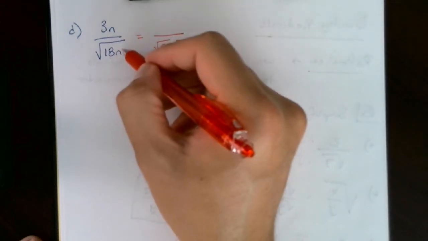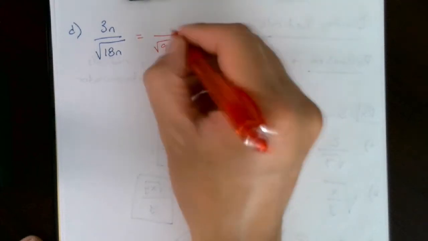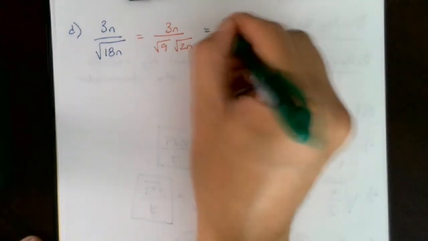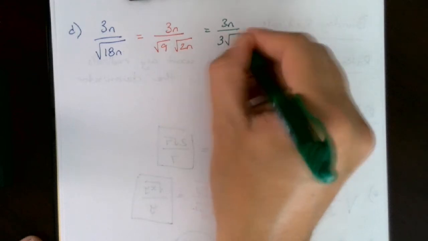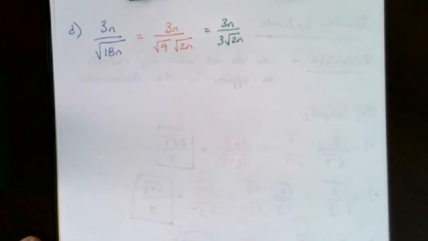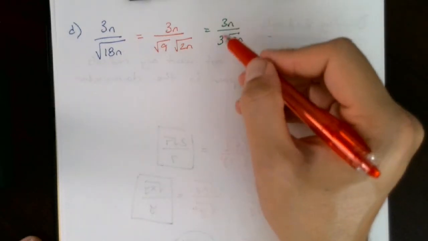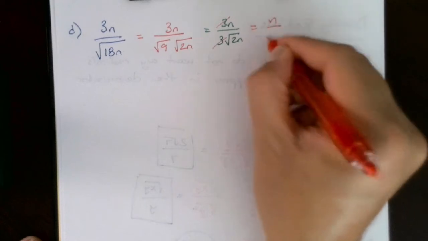Remember, the power has to be a power of 2 in order to make it perfect. We can't get 1 out of this. The 3n in the numerator stays 3n. And so we'll simplify here, and we end up with 3n over the square root of 9, which is 3 times the square root of 2n. At this point, since 3 is a coefficient for both of these and it appears in the numerator and denominator, you can cancel it out because it's being multiplied too. So you end up with n over the square root of 2n.